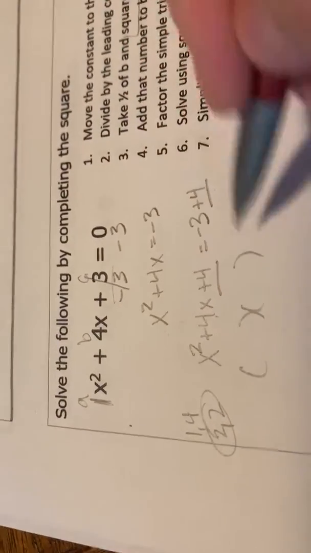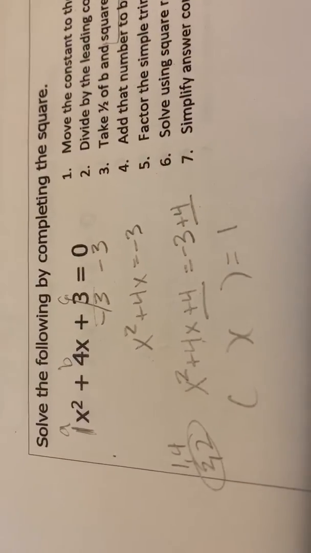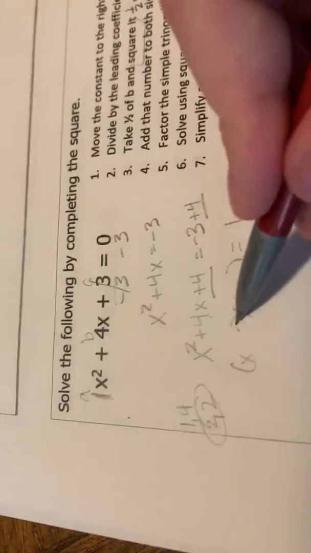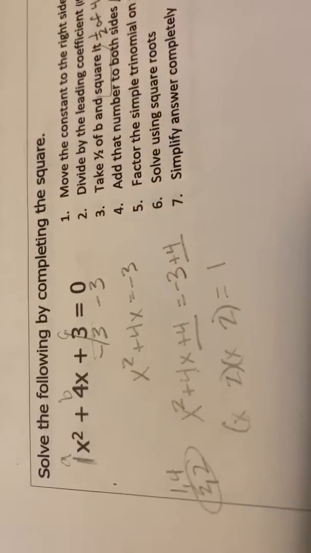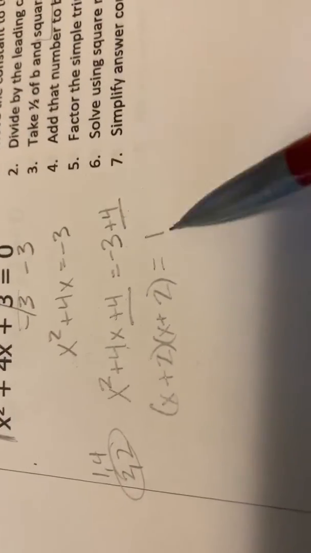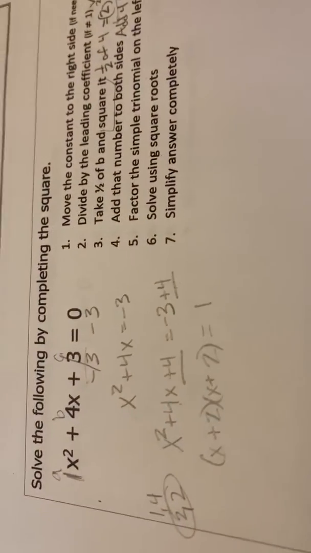You set up your 2 parentheses like we always do for simple trinomials. We do x and x in the front. We found our factors are 2 and 2 in the back. And then I make a positive 4 in the middle. They both have to be positive. And over here, I just did negative 3 plus 4, which is 1. So factor the simple trinomial on the left side.